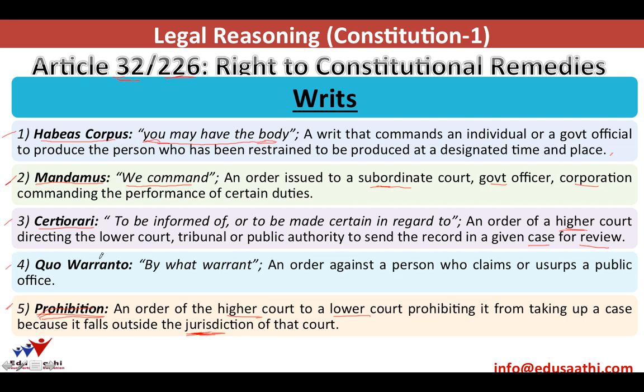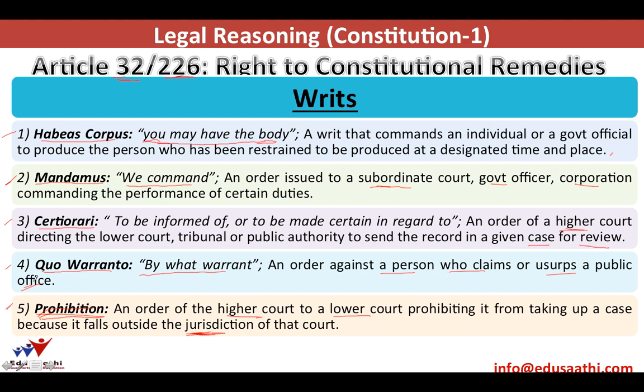Next is quo warranto. Quo warranto literally means by what warrant? An order against a person who claims or usurps a public office. It's basically an order wherein the court asks a person by what authority you are doing a certain act. In certain cases, when public officers or any public authority go beyond their powers, the writ of quo warranto is taken to the courts and an order is given to that person to explain by what powers such act has been done.